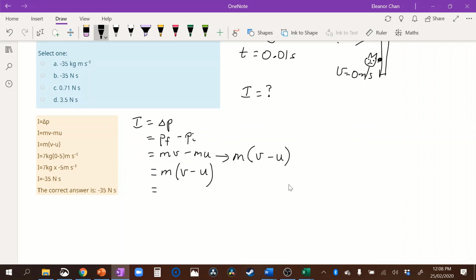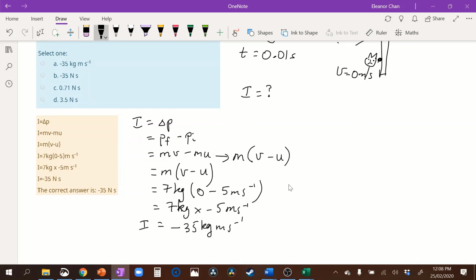So the mass of Grumpy Cat was 7 kilograms and the final velocity was 0. We take away the initial velocity of 5 meters per second. So 7 kilograms times negative 5 meters per second gives you negative 35 kilograms meters per second. Now, that's your change in momentum. Okay, if it was impulse, your impulse is negative 35 newton seconds.